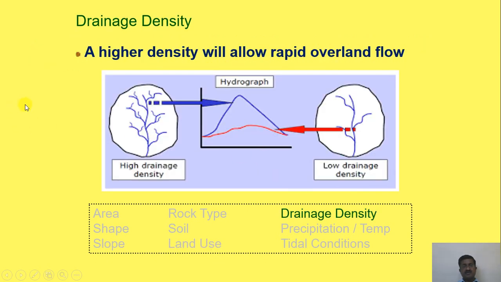Drainage density. Now, a higher density will allow rapid overland flow. Okay, two cases have been shown here where higher drainage density is there. So you can observe the type of hydrograph which is obtained, and if low drainage density is there, you can see how the slopes are in the hydrograph. So the drainage density of that area is going to affect the hydrograph.